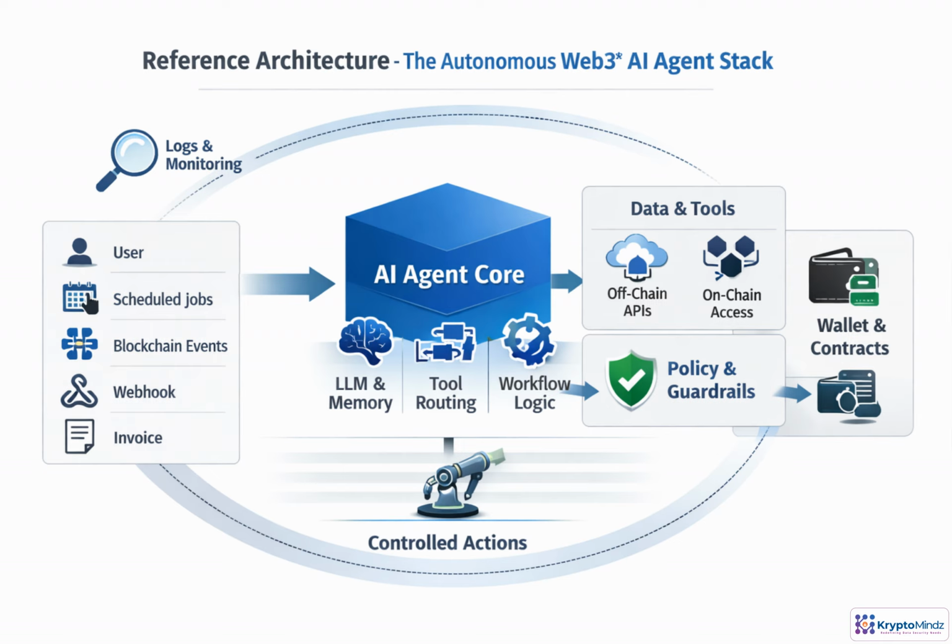Most autonomous Web3 agents use a similar stack. Inputs come from people, scheduled jobs, events, or external systems. The agent core interprets intent, recalls context, routes tools, and tracks workflow state. Data tools read from APIs, RPCs, indexers, and contracts. Before anything irreversible happens, policy checks, approvals, and guardrails stand between reasoning and execution. Wallets execute only controlled actions, while logs and monitoring surround the system, so decisions can be audited, debugged, and improved.